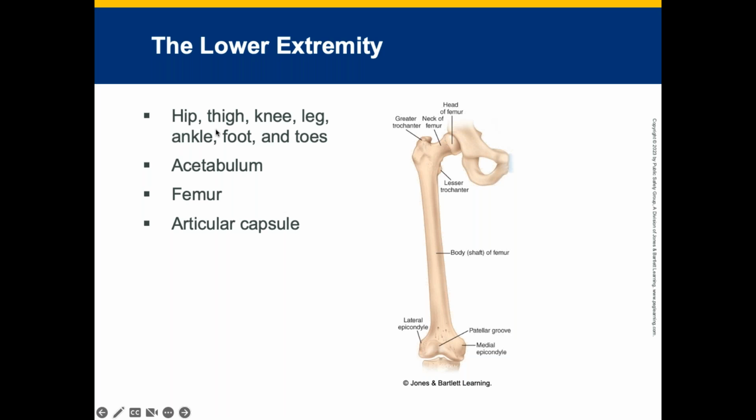All right, so the lower extremity breaks down into the hip, the knee, the thigh, leg, ankle, foot, and toes. The acetabulum is the socket, the ball and socket joint that connects the pelvic girdle with the lower extremity. As you can see on here.